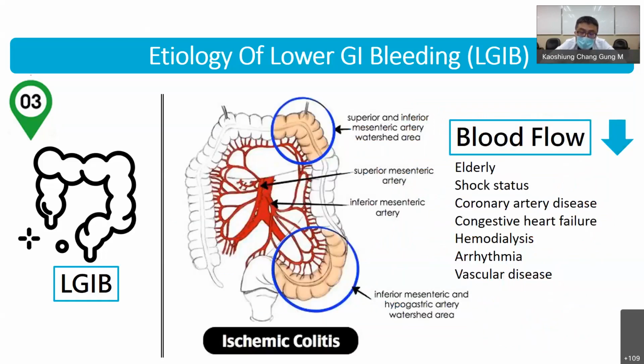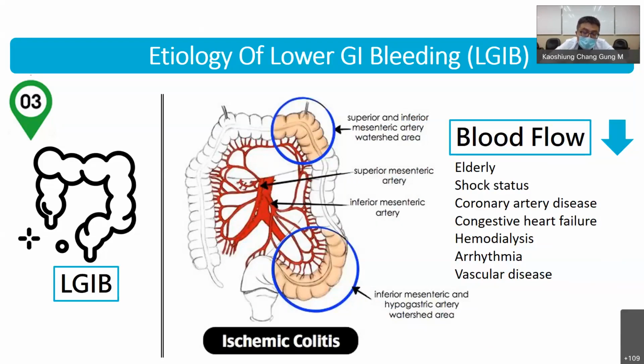The next etiology is ischemic colitis. That means the patient's colon has inadequate blood flow and gets ischemia. If the colon gets ischemia, it will have deep ulcerations and cause GI bleeding.